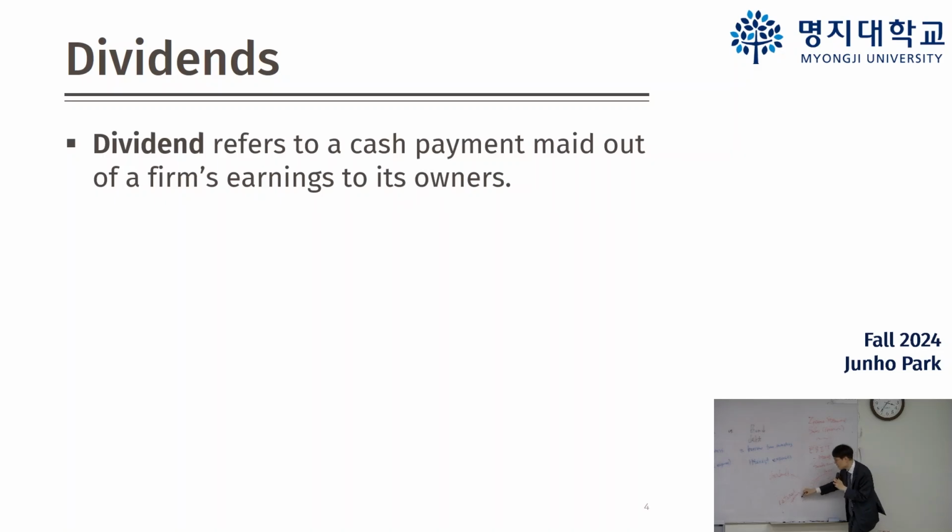So the retained earning is the retained earning. Therefore, this is for the future. If the company chooses to give everything they have as dividends, then nothing will be left. So there is no future.